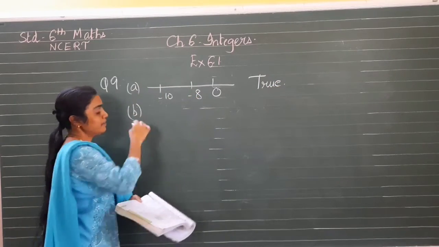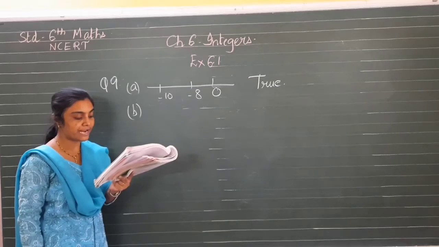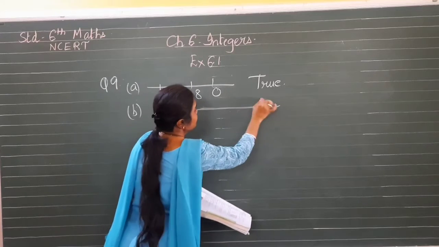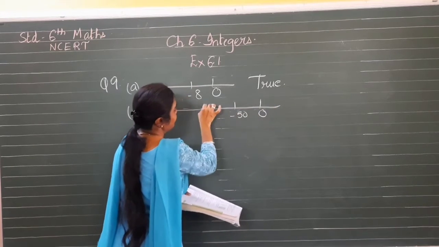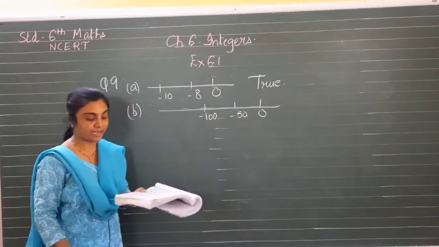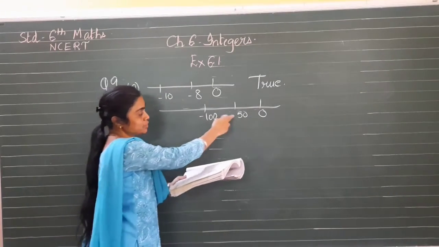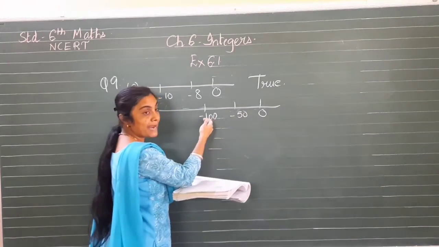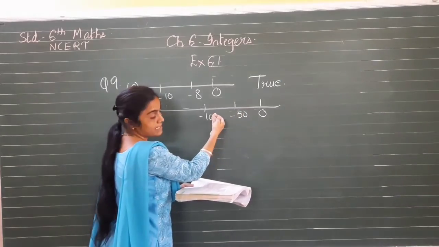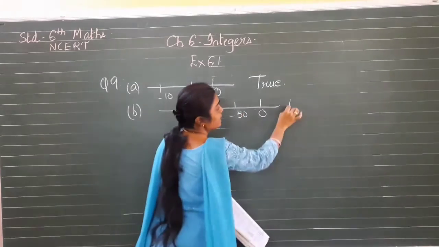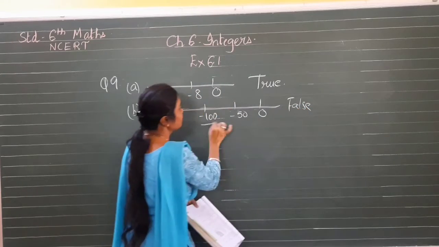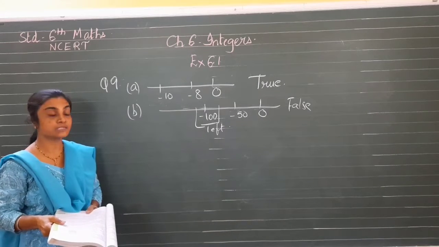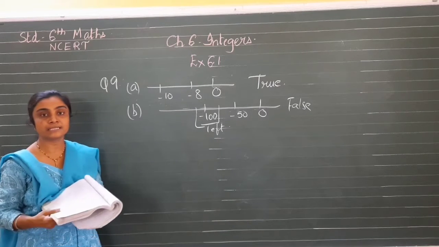Now let us see B. Minus 100 is to the right of minus 50 on a number line. So let us see, here is 0, here will be minus 50 and here will be minus 100 if marked on a number line. Here is minus 50, here is minus 100. But minus 100 is on the left side. So the answer will be false, because it is on the left side of minus 50. So the statement is false. The rest of the true and false you can do using the same logic.